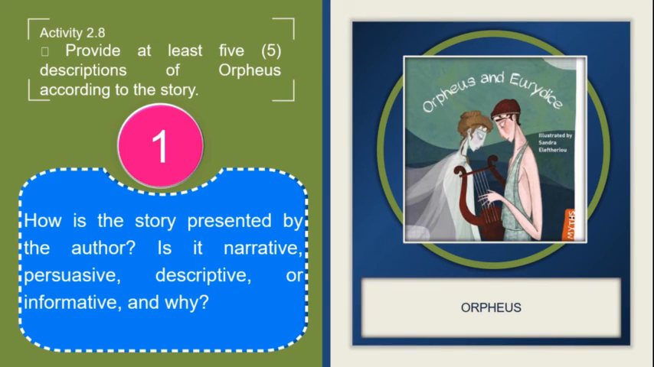Now, let's proceed to activity 2.8. Provide at least 5 descriptions of Orpheus according to the story. Now, how is the story presented by the author? Is it narrative, persuasive, descriptive, or informative? And why? Write it down on your assessment notebooks.